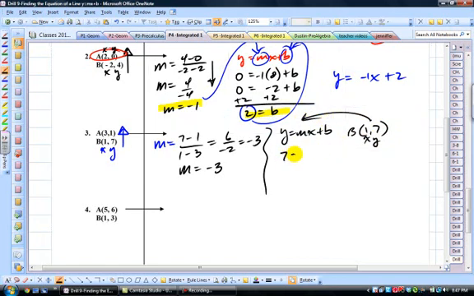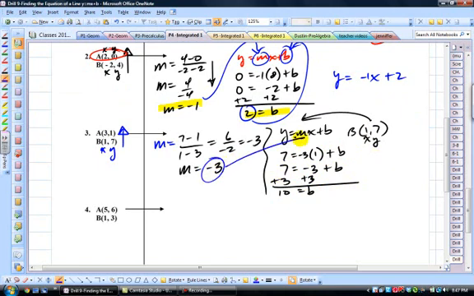So we have 7 equals slope, negative 3, times x, which is 1, plus b. What is that? Wow, 7 equals negative 3 plus something. Isolate b by adding 3. You get 10 equals b. Okay, you're not done yet. Why? Because you got to write the equation. So what we do is we take negative 3 and substitute it in. You take 10 and substitute that in. And you get y is equal to negative 3 times x plus 10. And there you go.